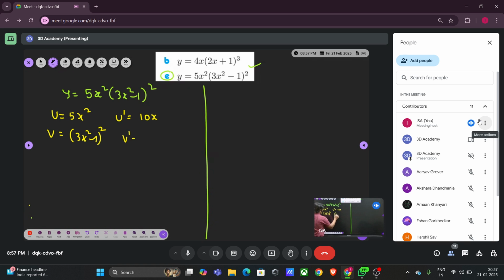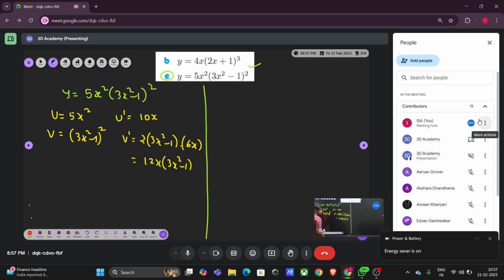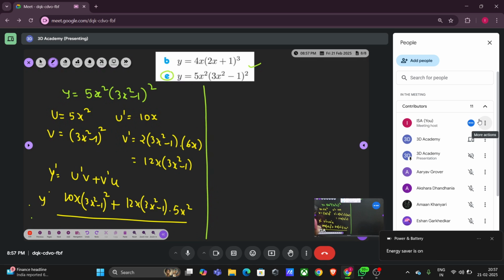So my v dash will be 2 times (3x² − 1) into 6x. That is nothing but 12x into (3x² − 1). Okay, so what is the differentiation? It is nothing but u dash into v plus v dash into u. So u dash is 10x, 10x into v, which is (3x² − 1) raised to power 2, plus v dash, which is 12x into (3x² − 1), into u, which is 5x². This is your differentiation answer.